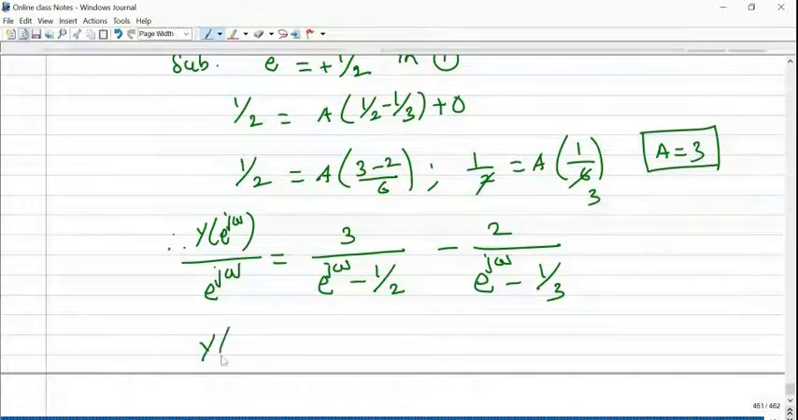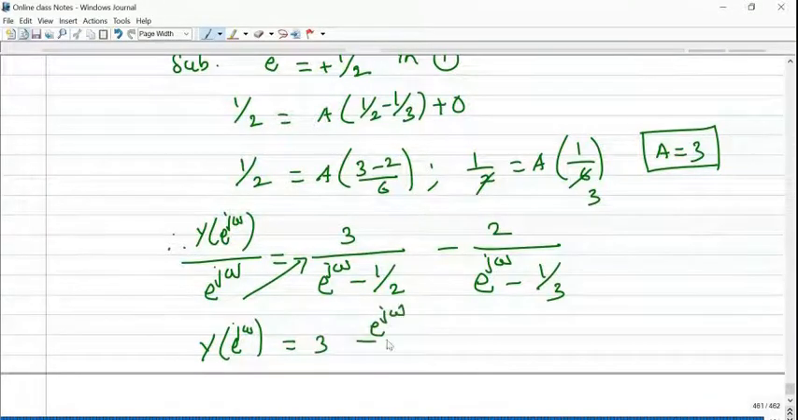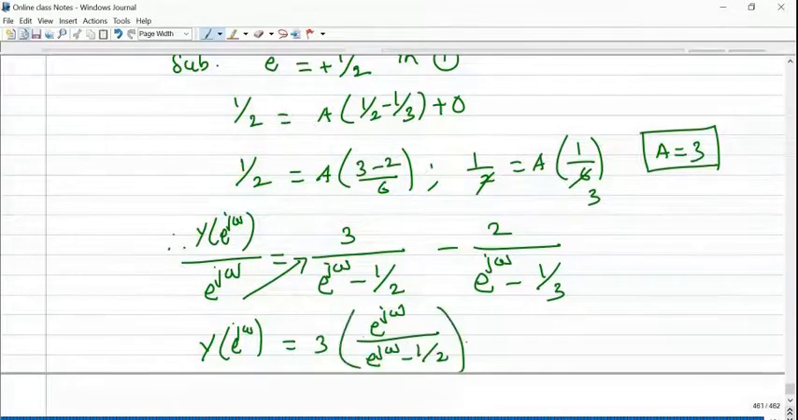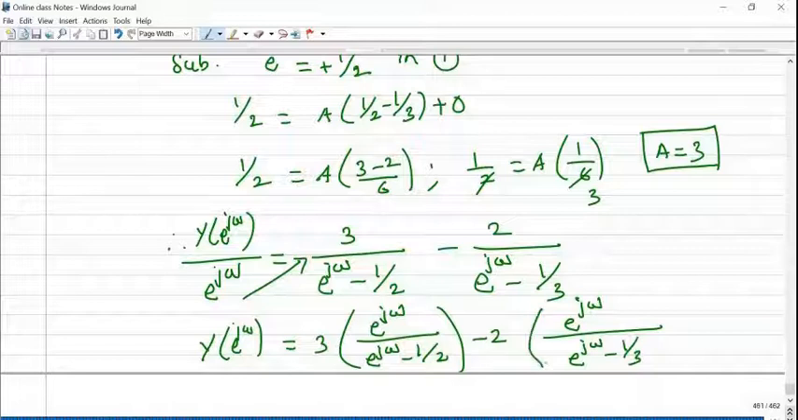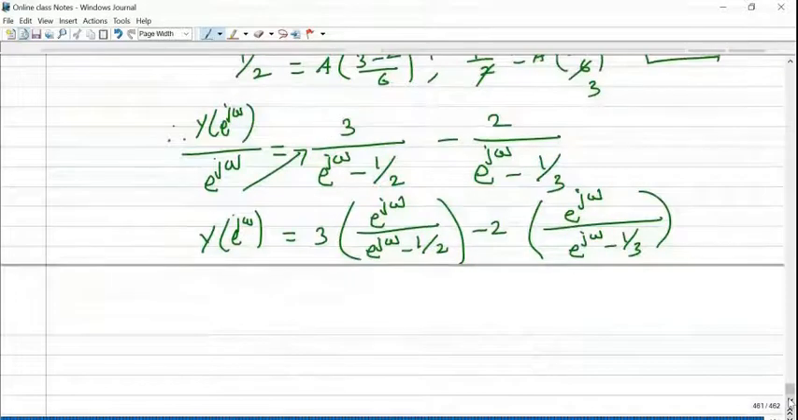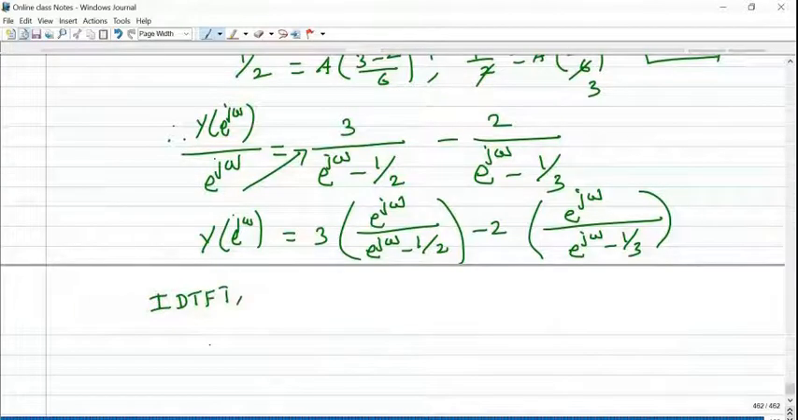Now you multiply this e power j omega on the right side, so that we will get the formula: e power j omega divided by e power j omega minus 1 by 2, minus 2 into e power j omega divided by e power j omega minus 1 by 3. Okay. Now we got the formula. So at the final step, take inverse DTFT. You will get y of n. That is your convolution result.